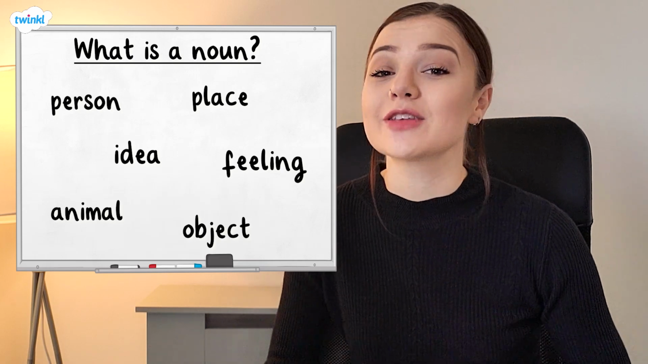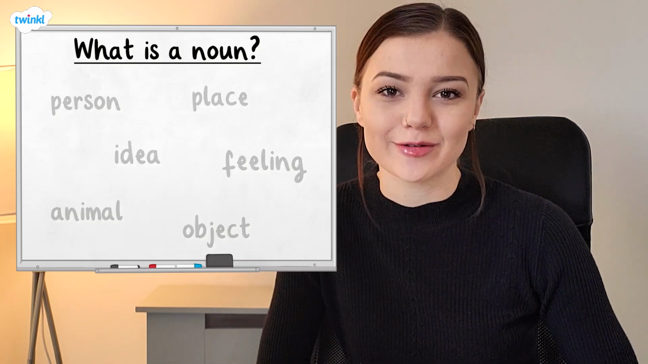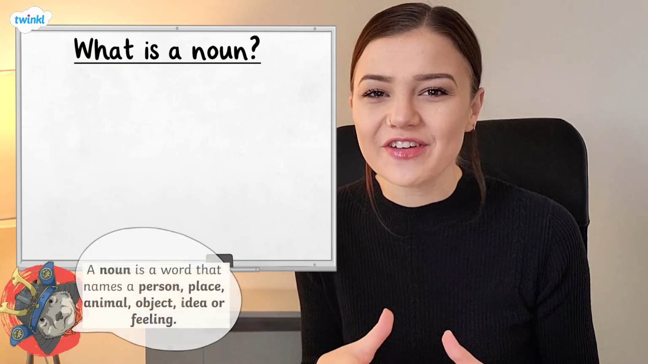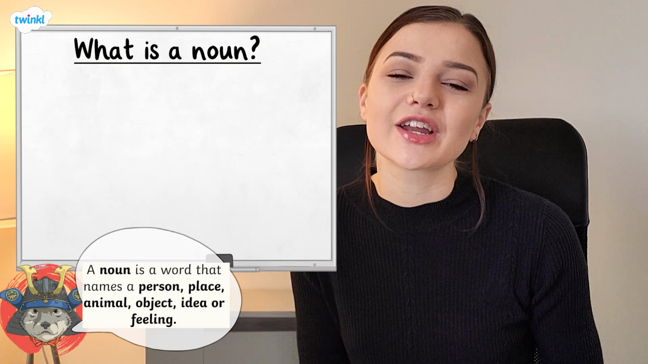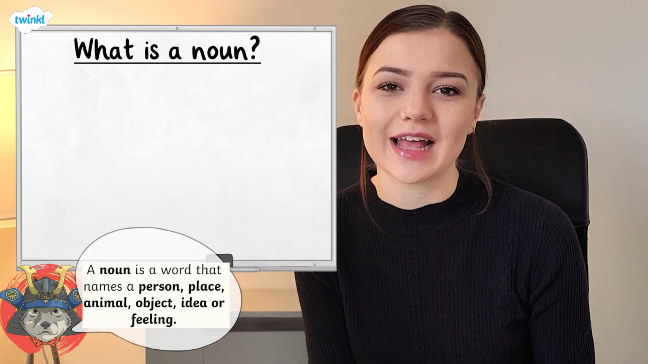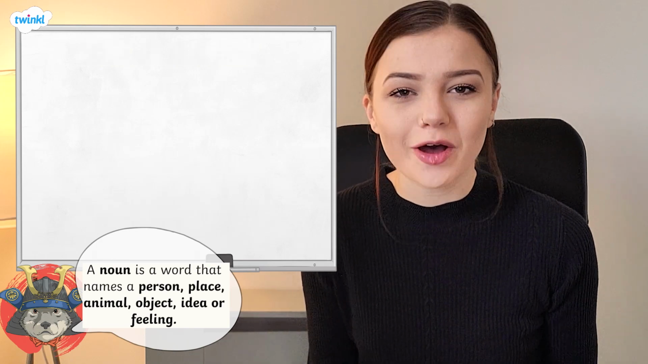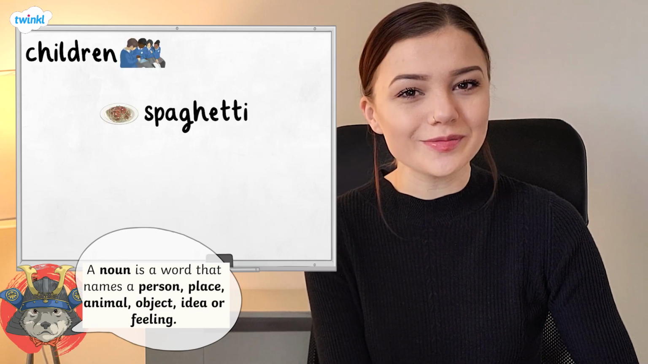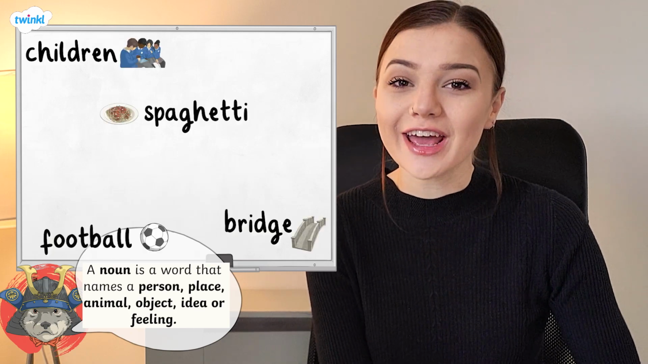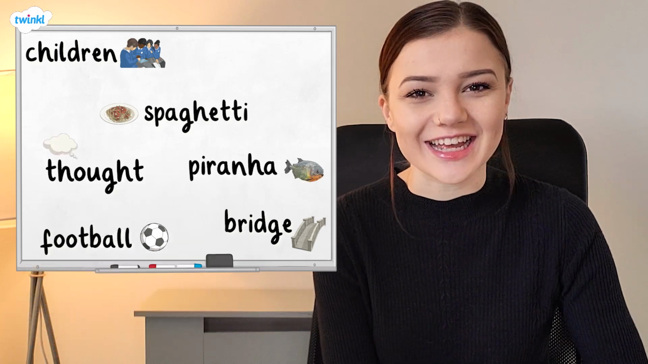And the nouns that we use most often are called common nouns. Common nouns are not specific to one thing and can be used to name lots and lots of different things. And for this reason, common nouns do not need a capital letter. Here are some examples of some common nouns: children, spaghetti, football, bridge, piranha, thought, and silliness.